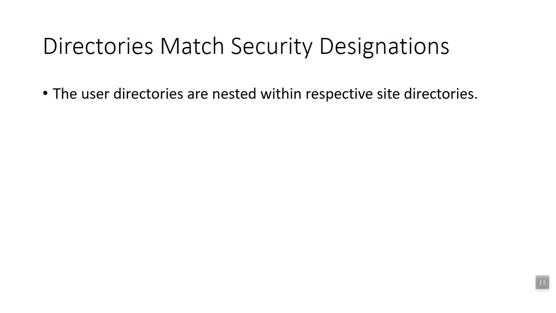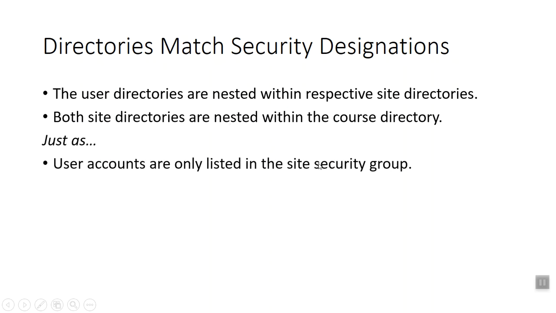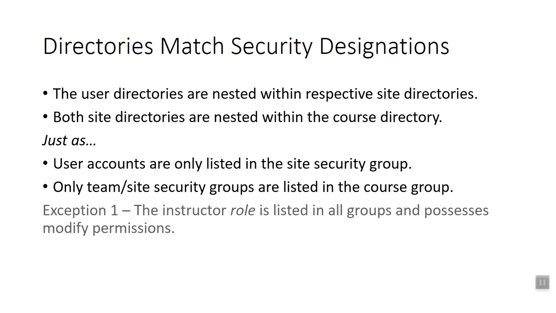Directories match the security designations. The user directories are nested within respective site directories. So each site directory has the user directories nested within. Both site directories are nested in turn within the course directory. Just as user accounts are only listed in the site security group, only the team and site security groups are listed in the course group.